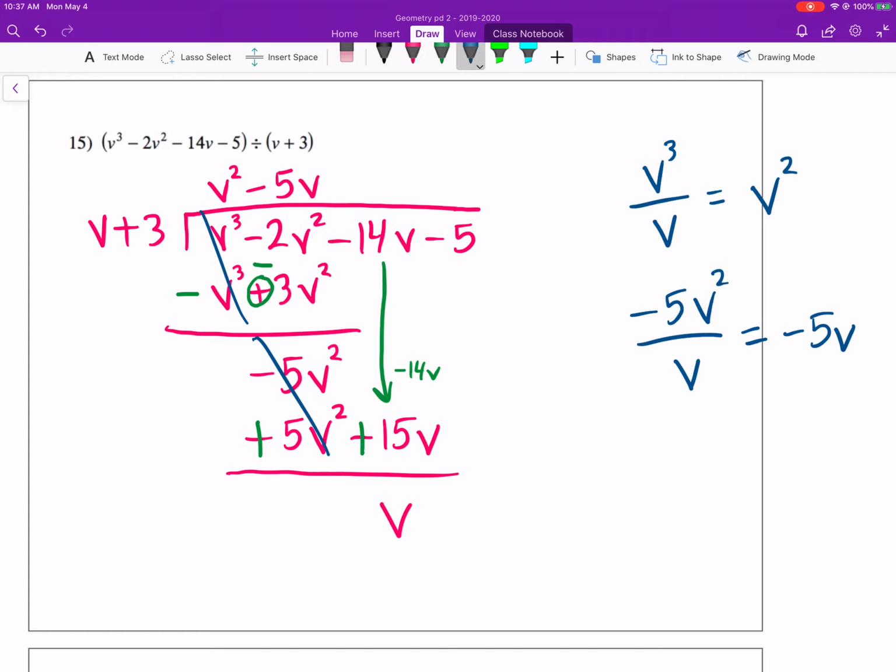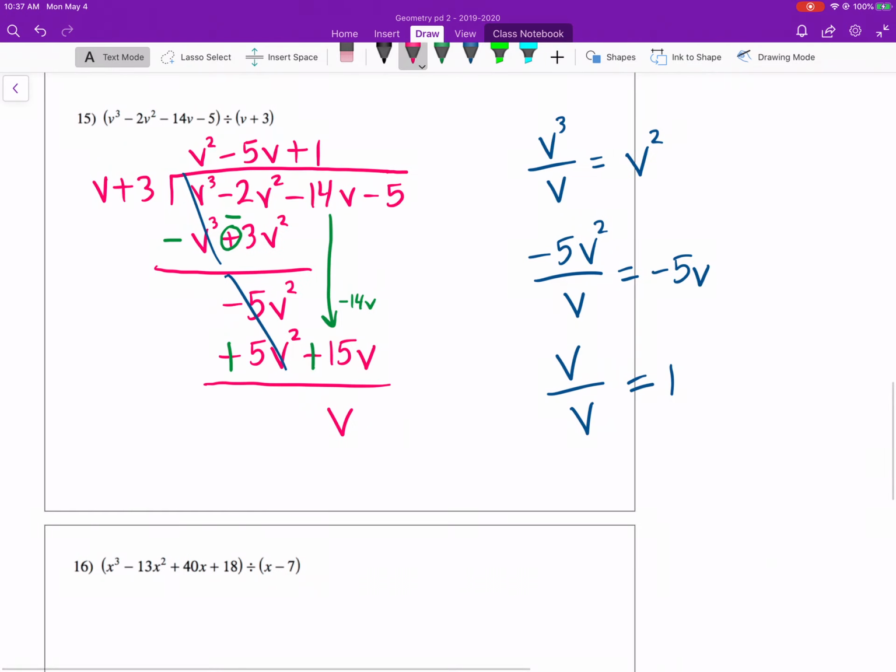Okay, next that's what we got, so now it's v divided by v, which is equal to 1. Throw that up top, plus 1. Multiply that 1 by v. 1 times v is v. 1 times 3 is 3. Subtraction, change your signs. This is now minus, and this is also minus. And you have to bring down that -5, which is good news. We're almost done. -5 gets brought down.